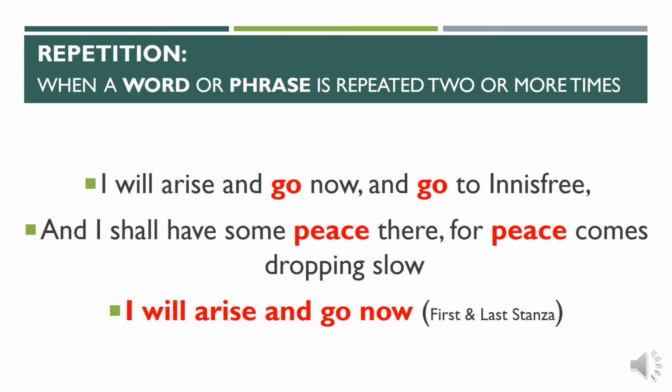Here we see in the first line the word go is being repeated. In the second example we see the word peace is being repeated, and last I have highlighted the whole line, I will arise and go now, it has been repeated in the first and last stanza. So this is also an instance of repetition. So this way you can find out that when the words or the phrases are being repeated, it is called repetition. If a word is being repeated we will see it in the line, if a phrase is being repeated we can see it in the whole poem.